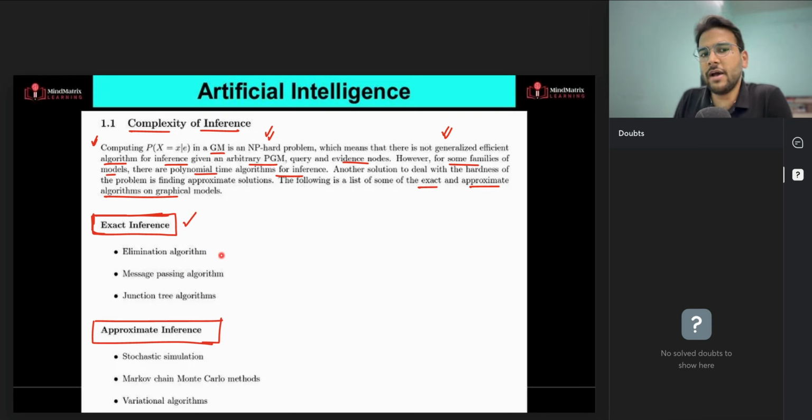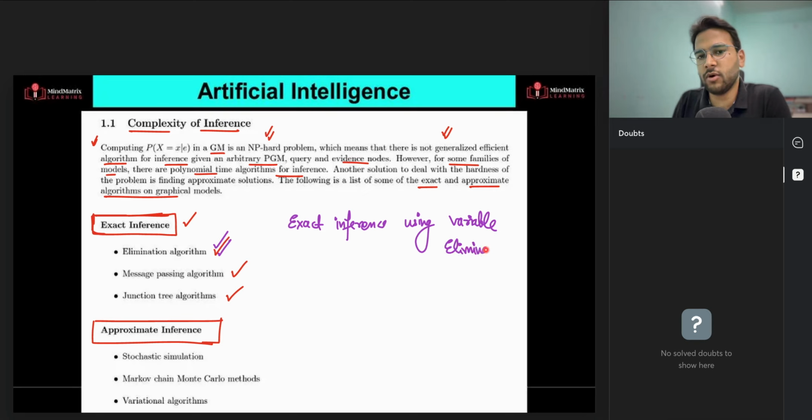For exact inference, we have one algorithm called variable elimination. The second is the message passing algorithm. The third is the junction tree algorithm. If you see the GATE DA syllabus, you will find that only this part is present. They have clearly mentioned exact inference using variable elimination.